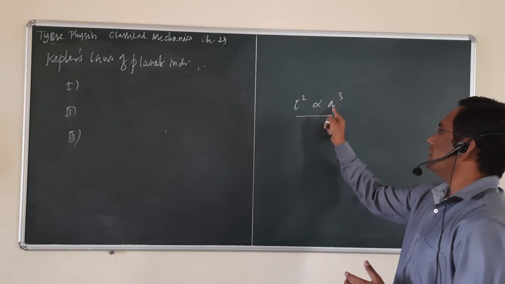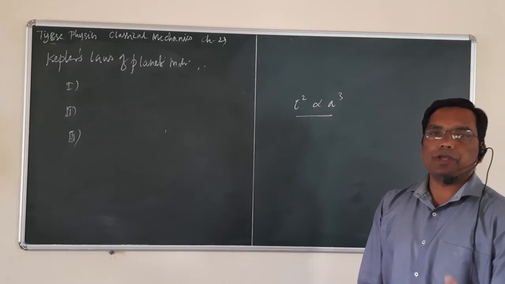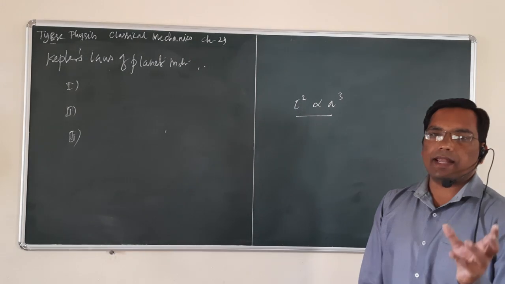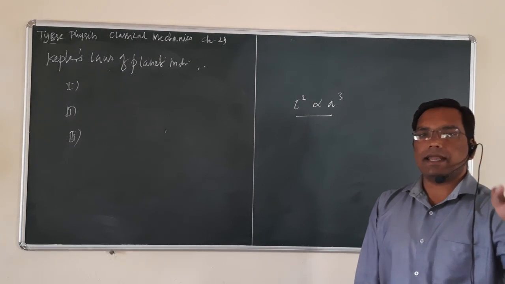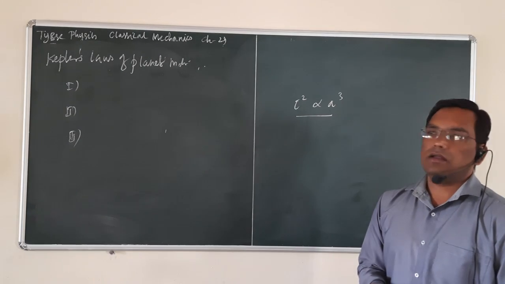So tau square is directly proportional to a cube. So the square of the period of revolution of a planet around the sun is directly proportional to the cube of the semi major axis.